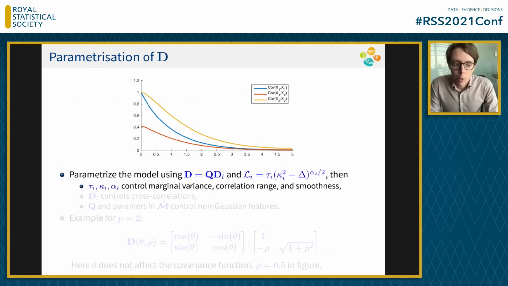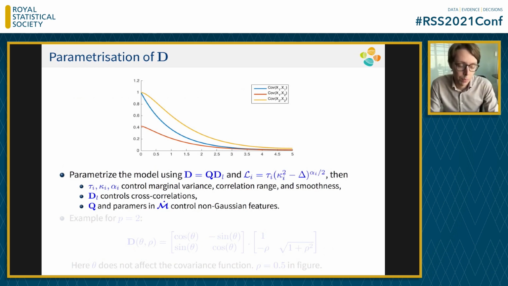So if we make such a parameterization, then we have parameters tau, kappa, and alpha, which determine the marginal behavior: the marginal variance, correlation range, and smoothness of each random field, or each dimension. We have this matrix DL that will control the cross correlations in the model. And then we have this matrix Q and possibly parameters in the driving noise that will control non-Gaussian features.